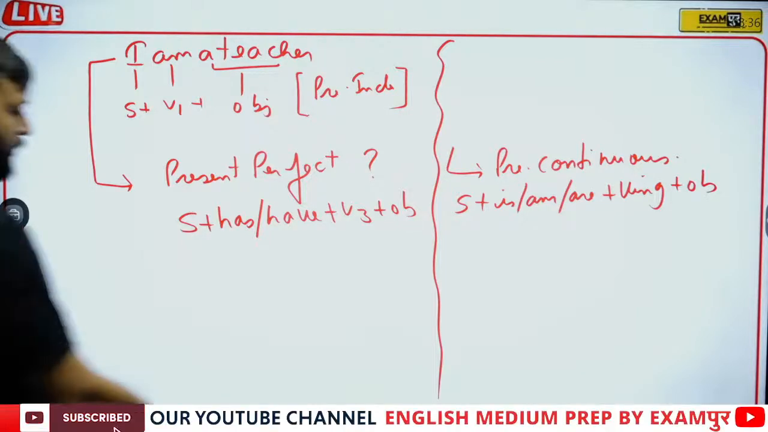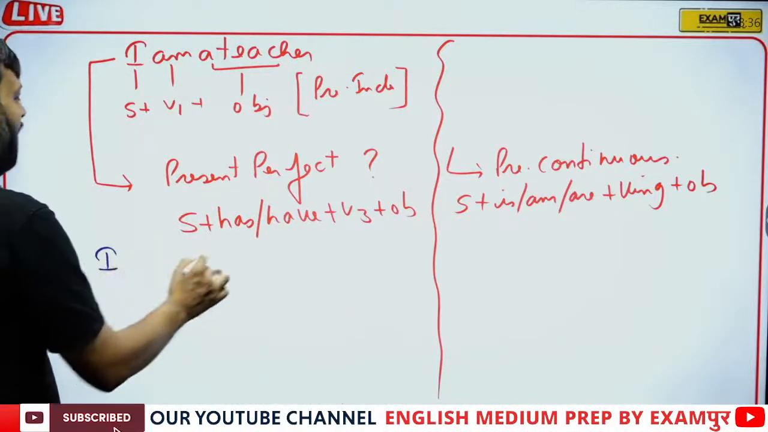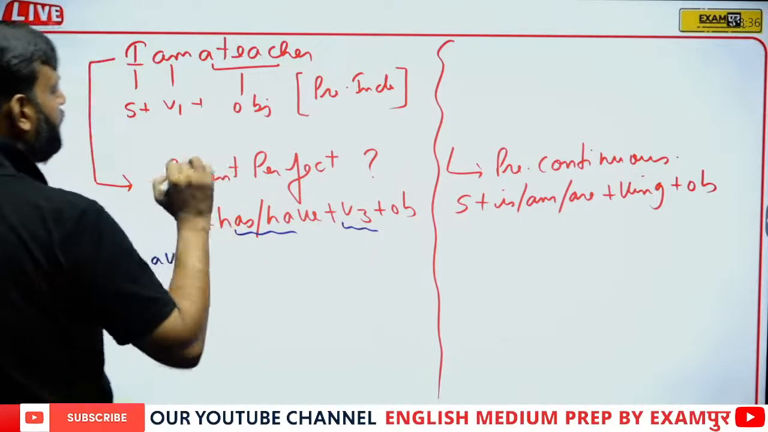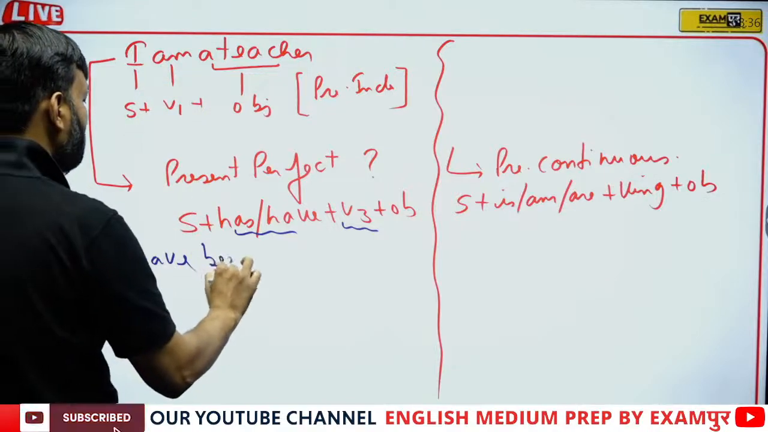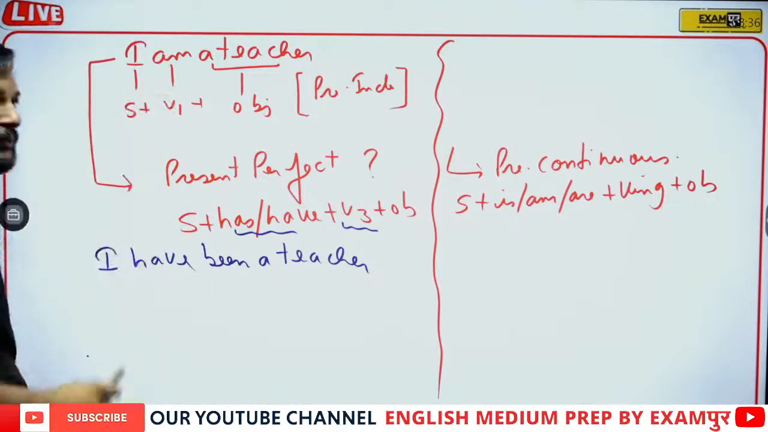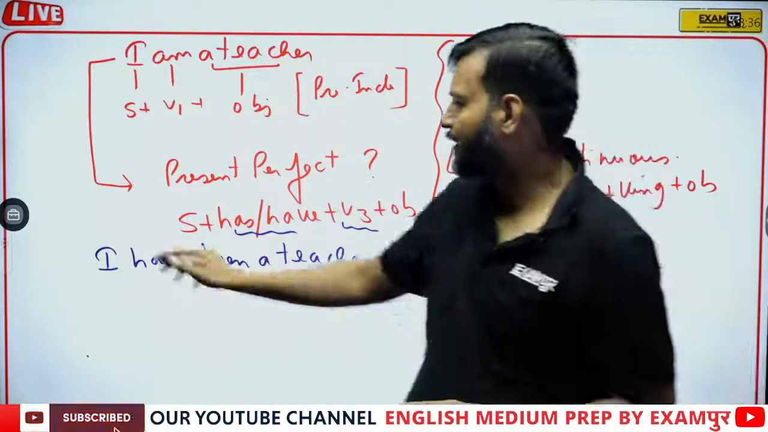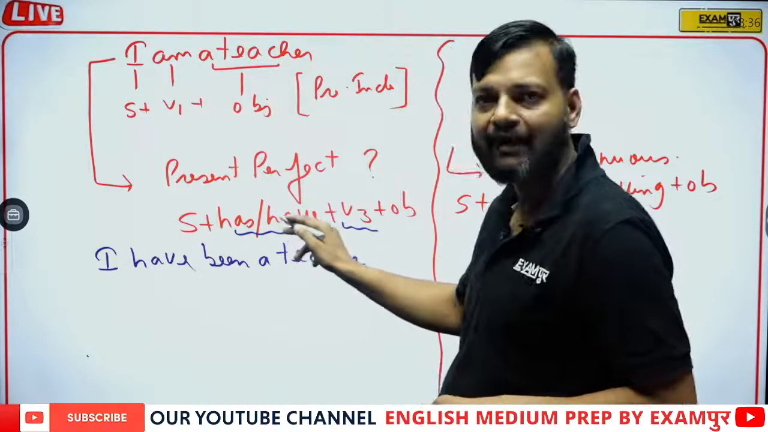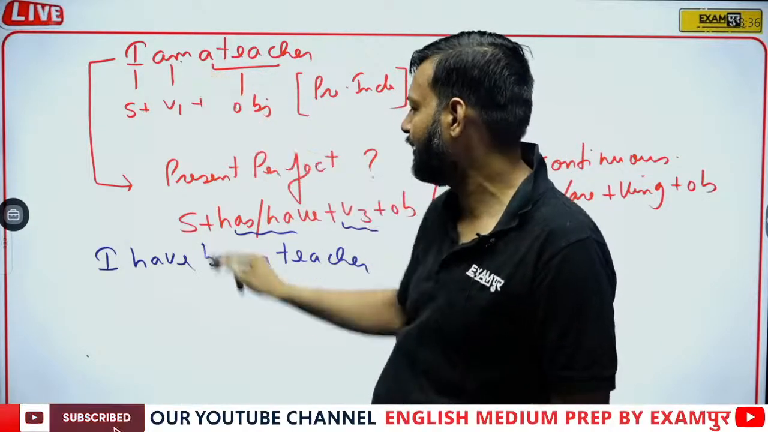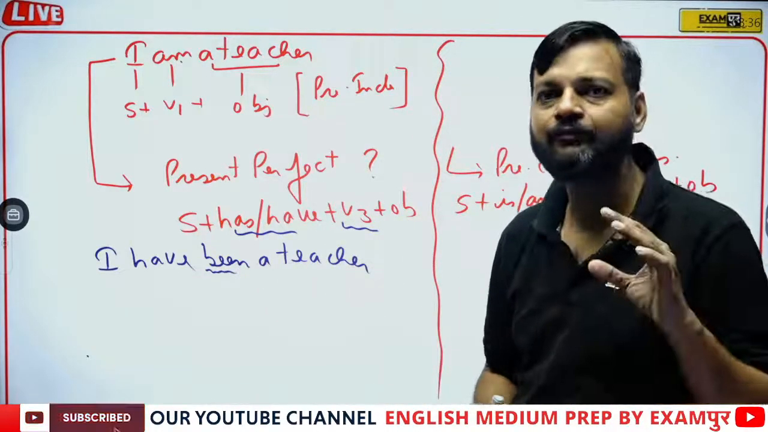Okay, so the present perfect of this sentence would be: subject is I, after I we have to write have, and after have we have to write third form of verb. So third form of am is been, so I have been a teacher. So the present perfect of I am a teacher would be I have been a teacher.